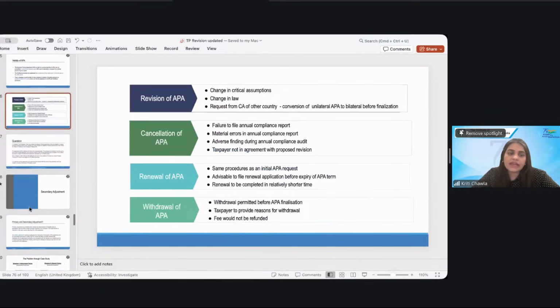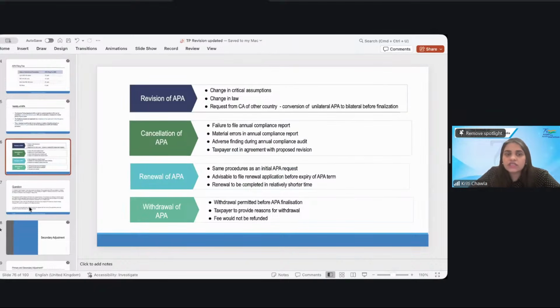Now, I have mentioned a few things, a few sections relating to APA. The first thing is, do you think APA can be revised? If there is change in critical assumptions, if there is change in law, or if there is a request from the competent authority of another country, then APA can be validly revised. It is also for conversion of unilateral APA to bilateral, etc.